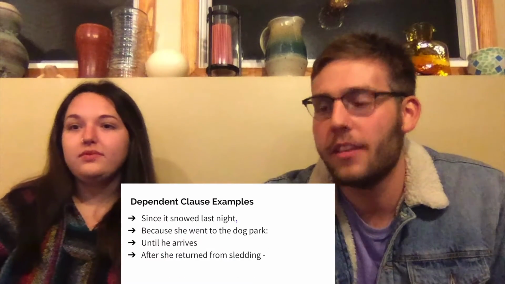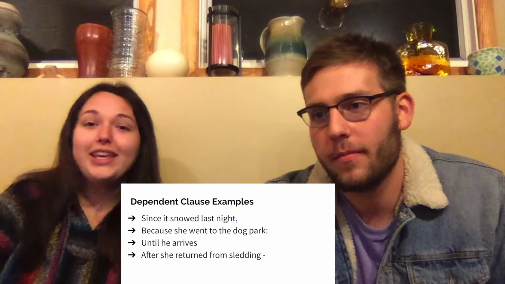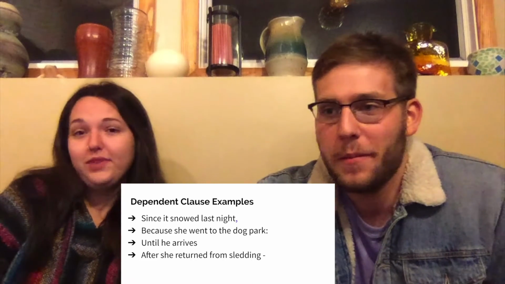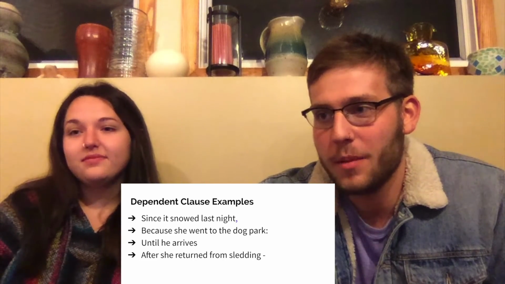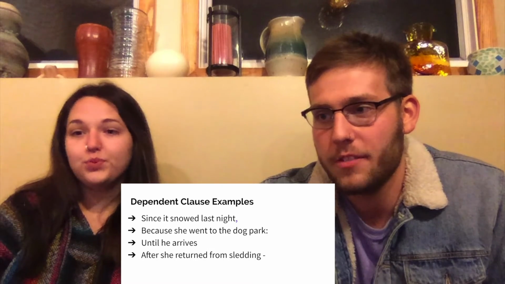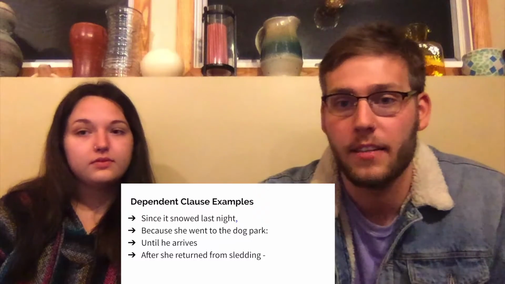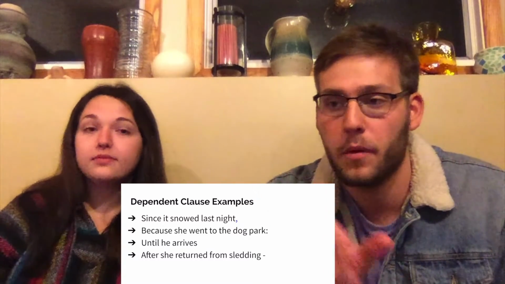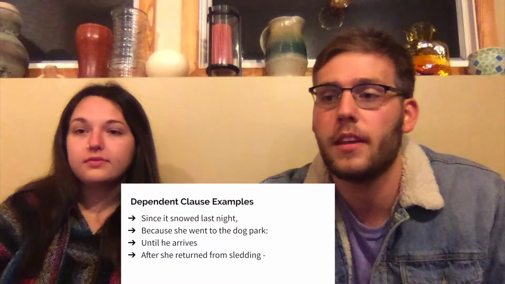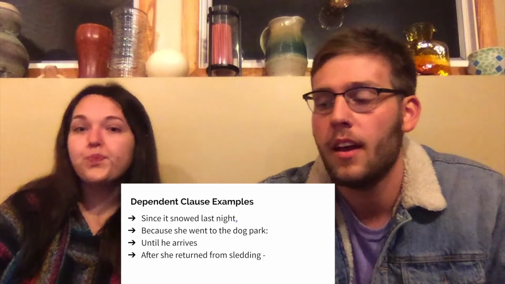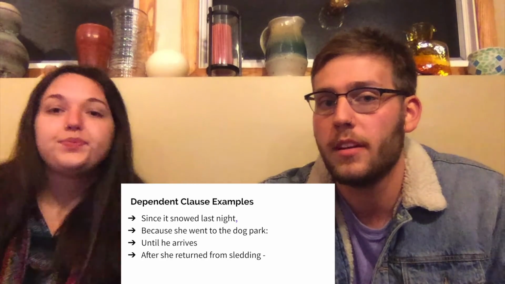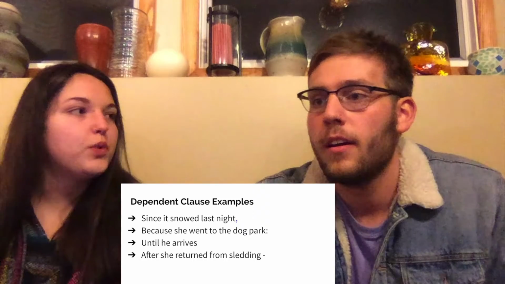So that moves us to more examples. We've been there. We know. See what I mean? "Since it snowed last night," "because the dog went to the park," "until he arrives," "after she returned from sledding." These are just parts, and these can go at the beginning or the end of sentences. It doesn't really have to go at the first part. But if you see these, they would be the dependent clauses that you need to either fix or add to.